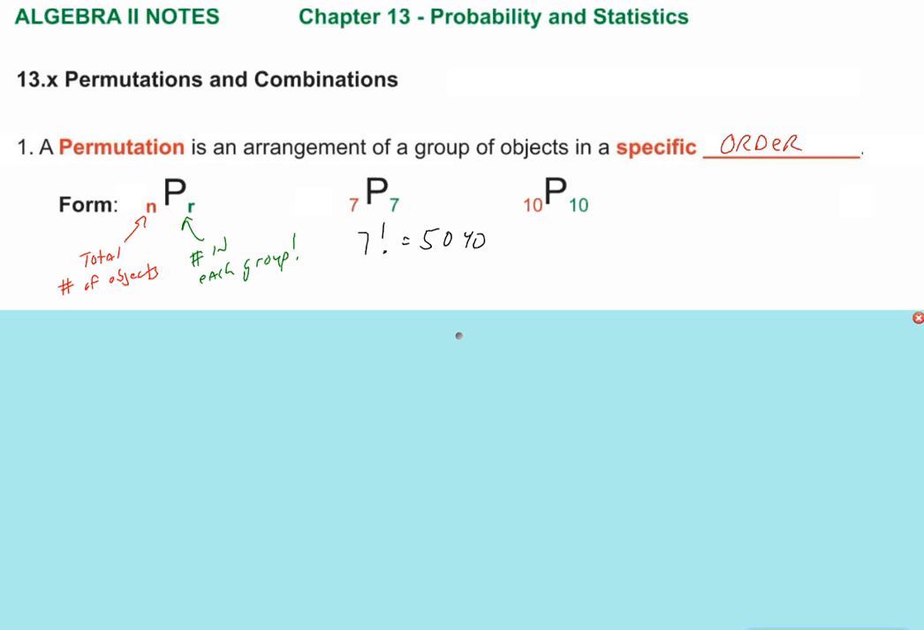5040. So again, the second one is 10 factorial, and you'll see that it gets up there really quickly. This is 3,628,800. 10 times 9 times 8 times 7 times 6 times 5 times 4 times 3 times 2 times 1 is boring, but it starts getting up there.